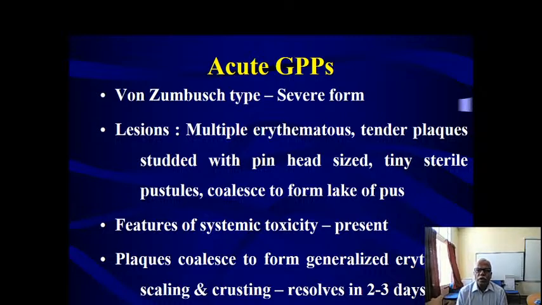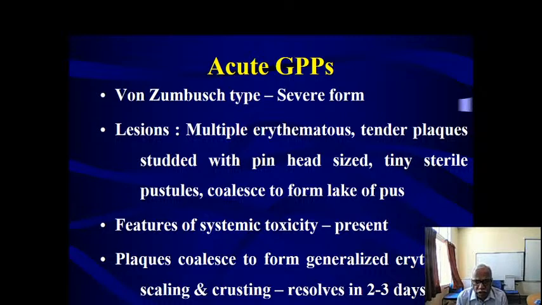You may notice one Kogoj spongiform type of pustular eruption in the cornea. In the corneal layer, you will notice the neutrophil migration. So these neutrophils get converted to the pustules. So that's called von Zumbusch type of psoriatic lesions. There are multiple tender plaques on the erythematous background studded with pinhead-sized tiny sterile pustules. They coalesce to form lakes of pus.